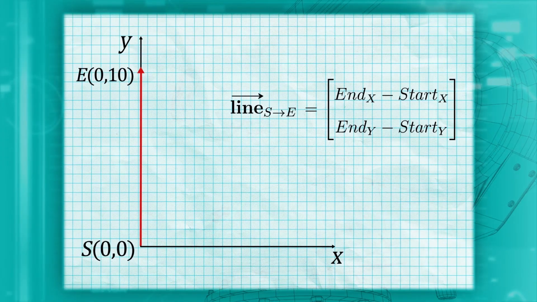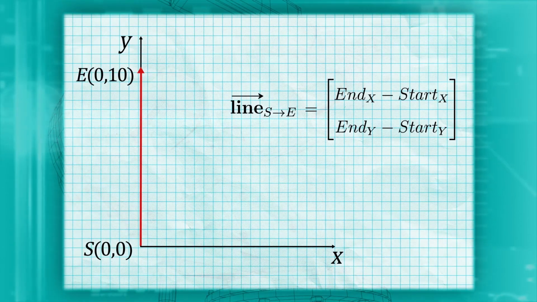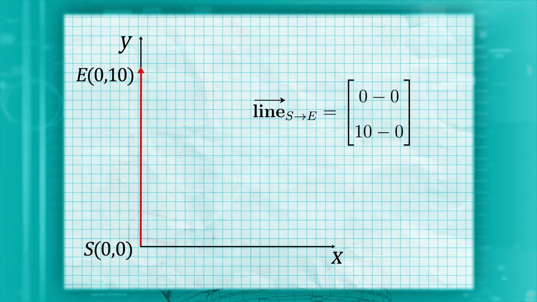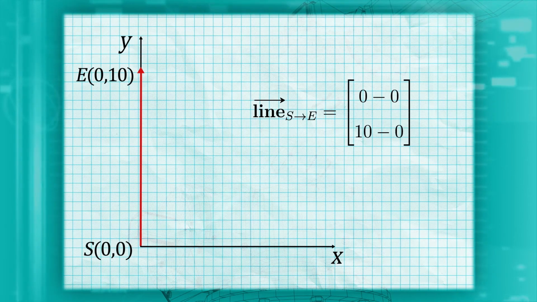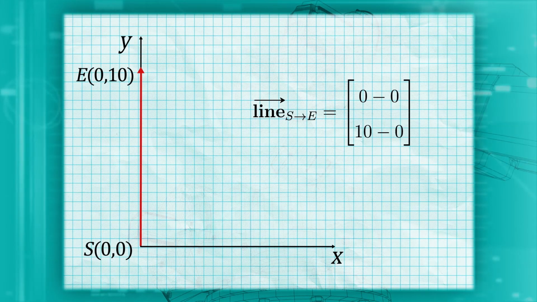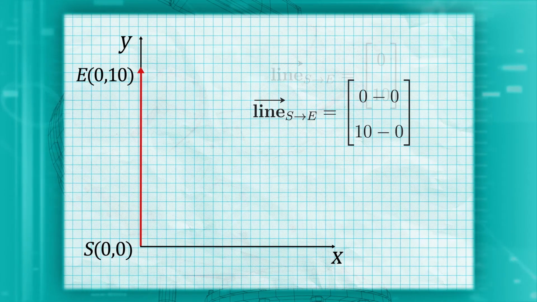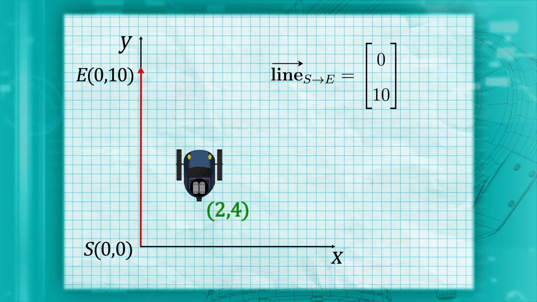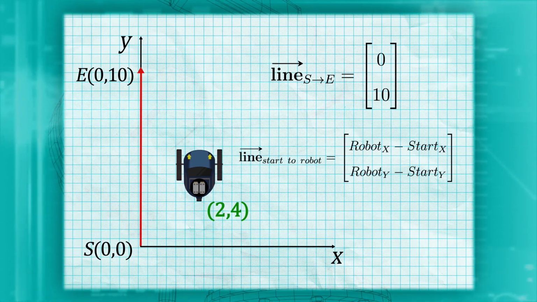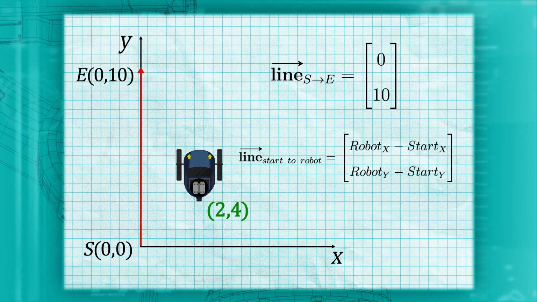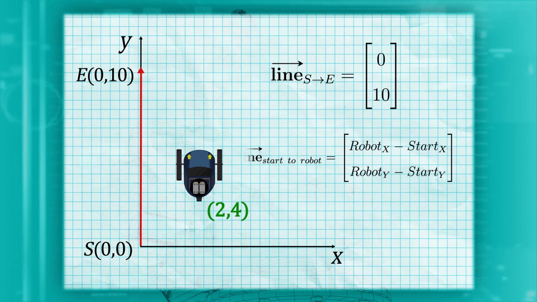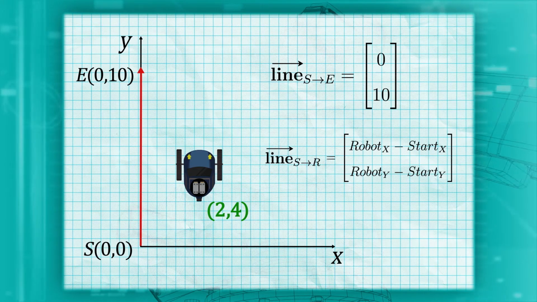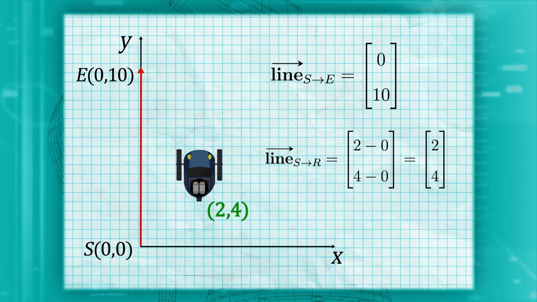Imagine our line has its start at the origin and its endpoint at 0, 10. Then our line vector would have the first element as the difference in the x-coordinates, and the second element would have the difference in the y-coordinates. Simplifying, we get 0 over 10. Now imagine the robot is at 2, 4, and let's make a line from the trajectory start to our robot and put that line in the same format, using S to R for start to robot. And we get 2 over 4.